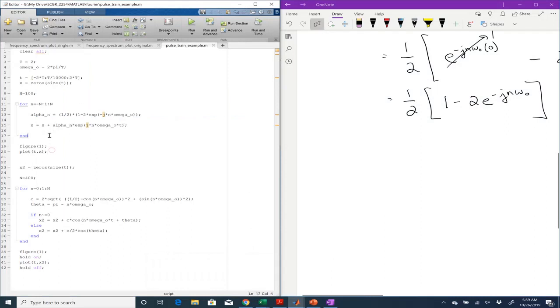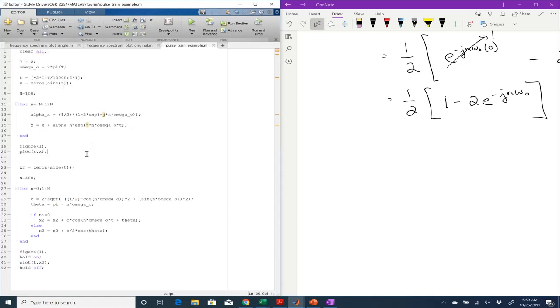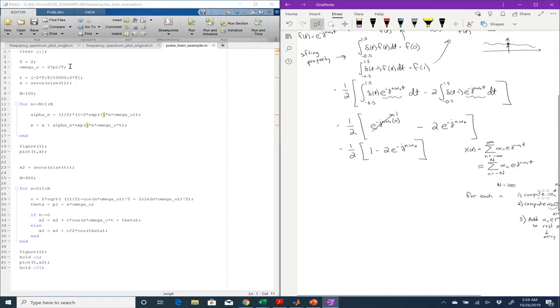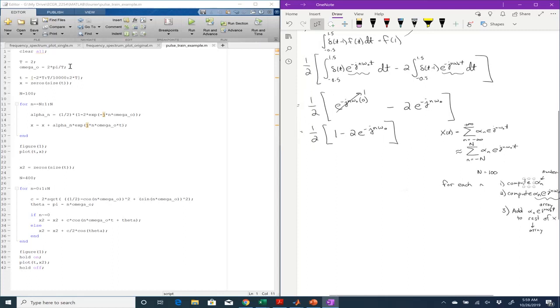Okay, so the MATLAB code I'm going to look at here is the first part, lines 1 through 20. So as I always should, I clear all. Let's blow this up a little bit. All right, so I clear all. I put in the period, so T equals 2. I have omega naught, which is 2 pi over T.